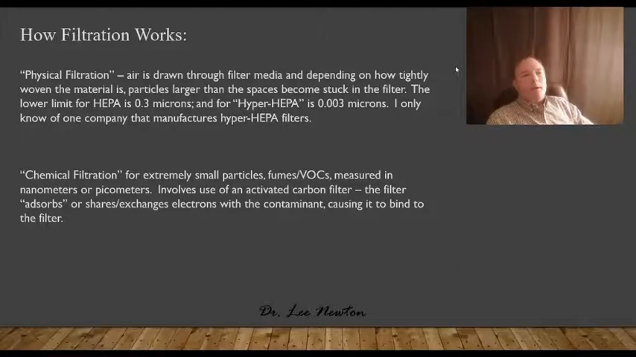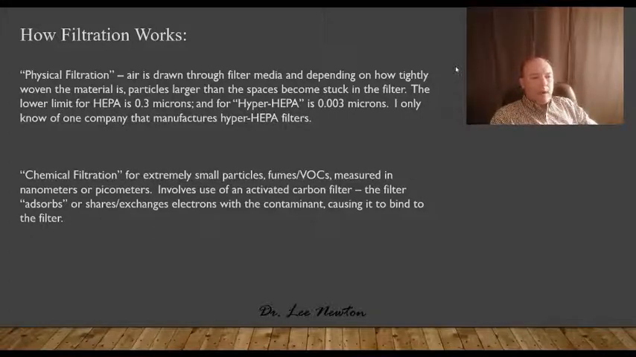So the lower limit, if you're talking about HEPA, which we'll define here in a few minutes, is 0.3 microns, and then there's hyper HEPA, which is 0.003 microns, or 3 nanometers. But there are many particles, the ultrafine particles, the fumes, the VOCs, the real tiny stuff that's measured in nanometers to picometers. You can't get a filter that filters that small with a physical means of filtration.